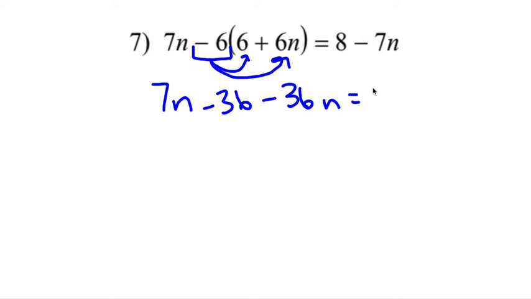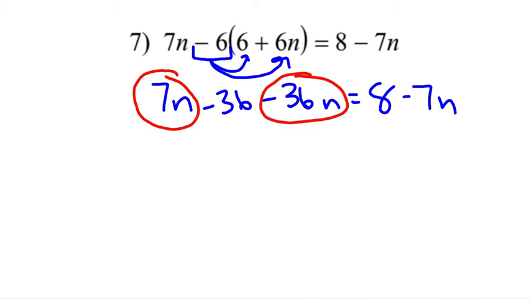Okay, so distribute that through. Negative 6 times 6 is negative 36. Negative 6 times 6n is negative 36n. Let's recopy the rest now. 8 minus 7n. All right, up next, I need to combine my like terms. So on the left-hand side, what are my like terms? Well, 7n minus 36n, which again, we may need to break out a calculator for this one. 7n minus 36n. Okay, this is going to give us a negative 29n. Okay, negative 29n.